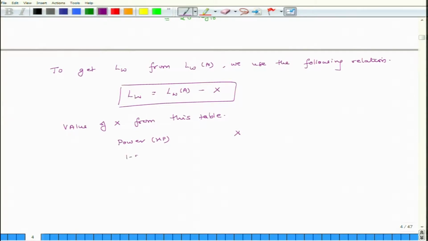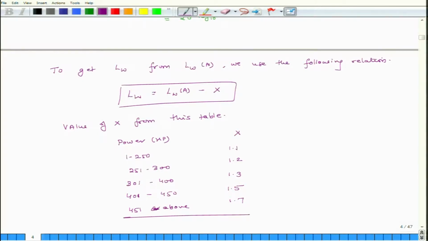So, if it is 1 to 250, the value is 1.1. If it is 251 to 300, it is 1.2. If it is 301 to 400, it is 1.3. If it is 401 to 450, it is 1.5, and if it is 451 and above, then it is 1.7.